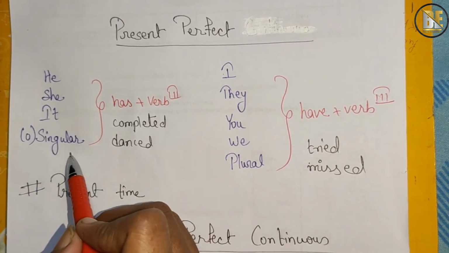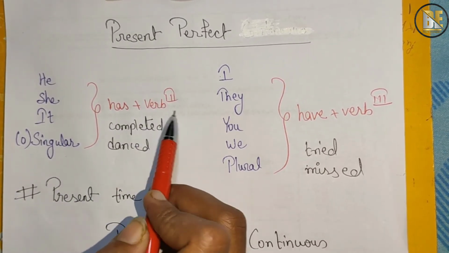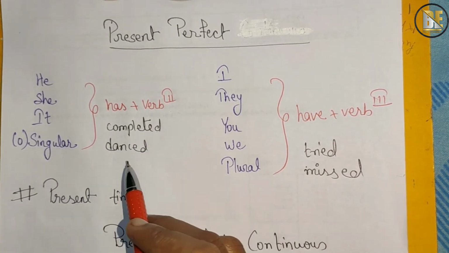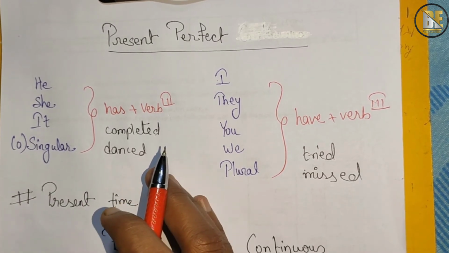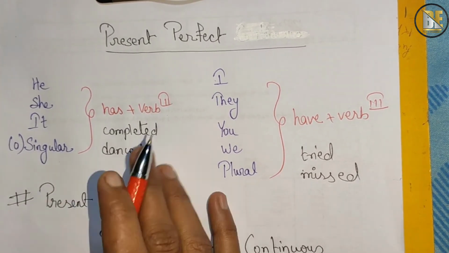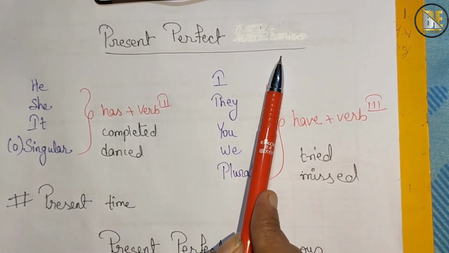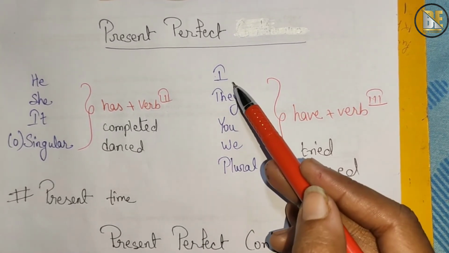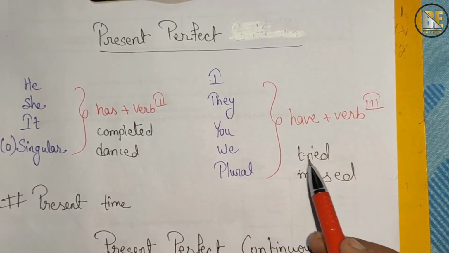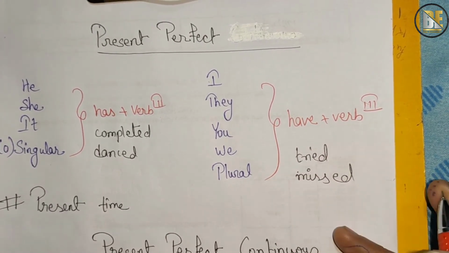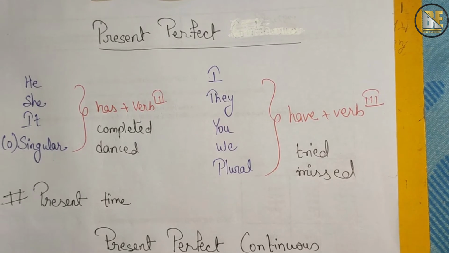With he, she, it, or any singular person we use has plus verb third form, like he has completed his work, she has danced in the music show. That means the action has finished, but it has just finished. There is a similarity between present perfect tense and past indefinite tense. I will tell you about that in our next video. Next is I, they, you, we, or any plural, where we use have plus verb third form, like they have tried Zumba dancing, or we have missed somebody's call.